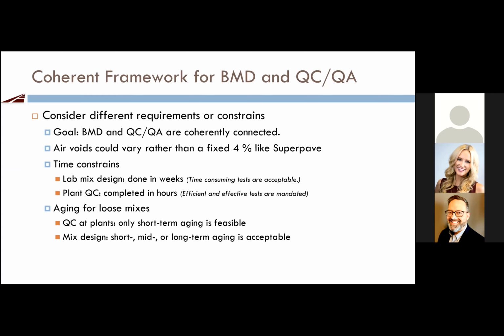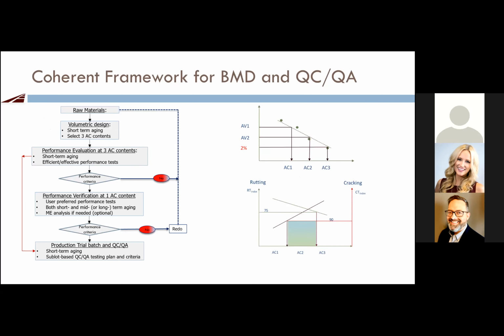So with these different aspects, we present this coherent framework for balanced mix design and the QC/QA process. Again, it has four pillars. We start from the raw materials: the aggregates, asphalt binder, and you have RAP, you have shingles, as some DOTs allow shingles. You can add your rejuvenator or any additive. That's really the raw materials.